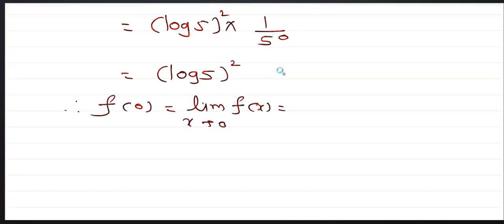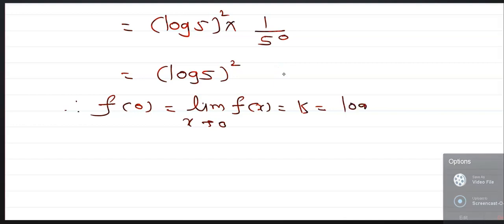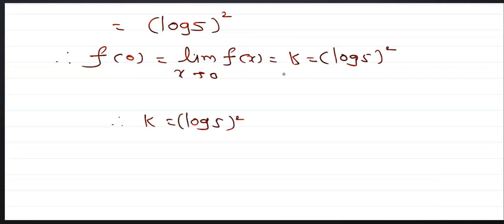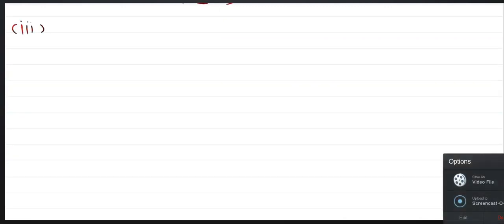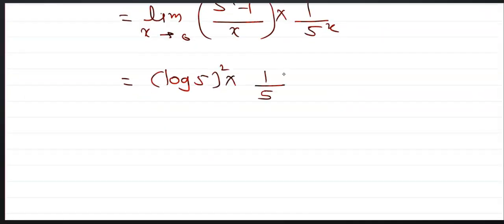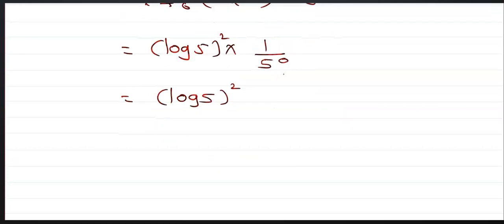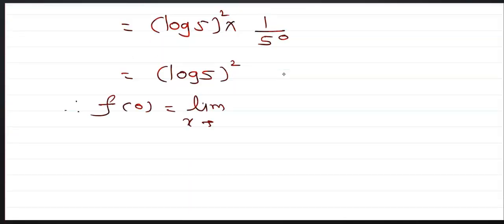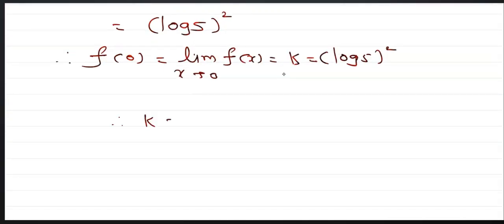Therefore, f of 0 is equal to the limit as x tends to 0 of f of x, which is equal to k, and the value of k is (log of 5) bracket square. Therefore, k is equal to (log of 5) bracket square. That will be the answer. Now I will again show you. Log of 5 bracket square. This is the value of k.